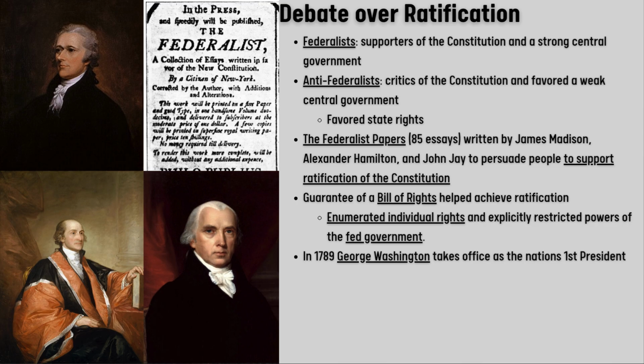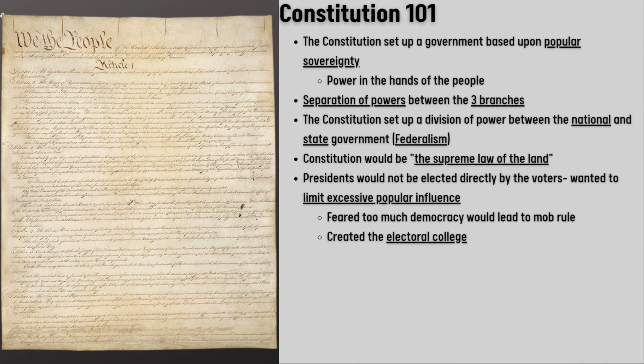This was a significant compromise, ensuring the protection of individual rights and explicitly limiting the powers of the federal government. It was a reassurance to many who feared the potential overreach of federal authority. Finally, in 1789, George Washington took office as the nation's first president, marking the beginning of a new era under the ratified Constitution.